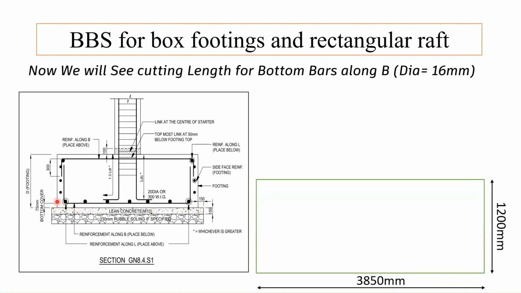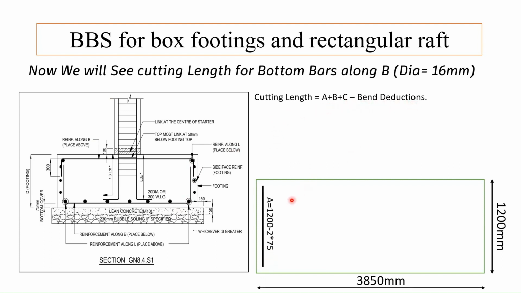So here is the sectional details. This 3850 is our B and 1200 is our depth. The first step we have seen in our basics of bar bending schedule is we have to split all this element into individual segments. So we will split this as A, this as B, and this as C. So the cutting length will be A plus B plus C minus the bend deductions.